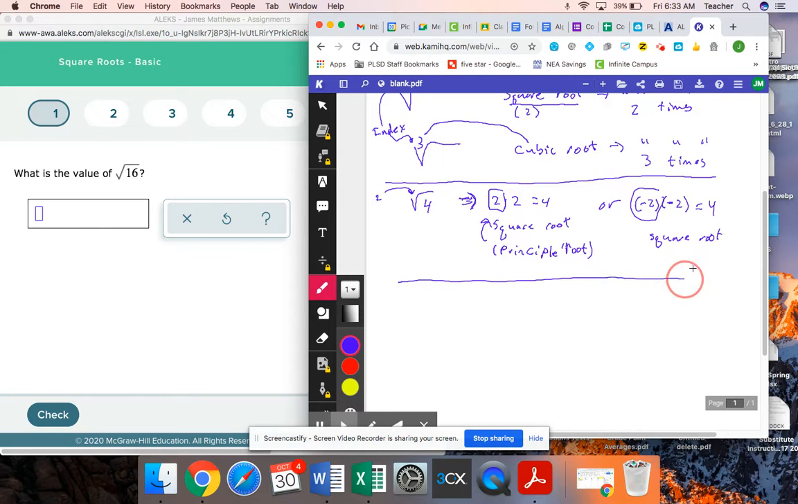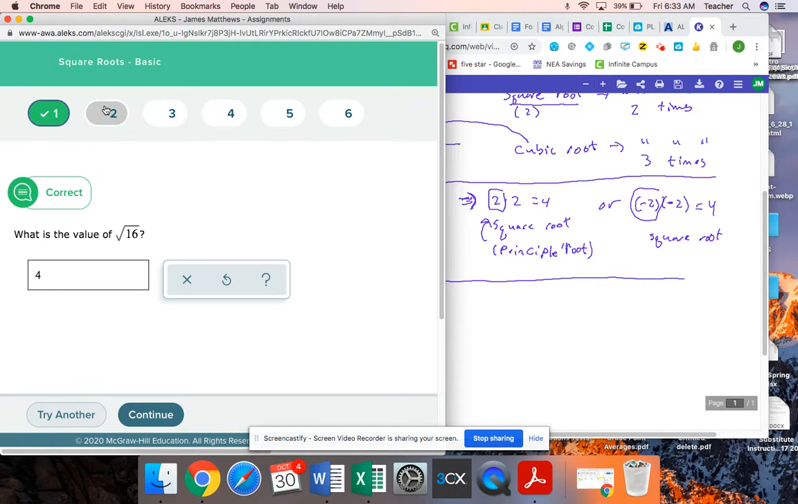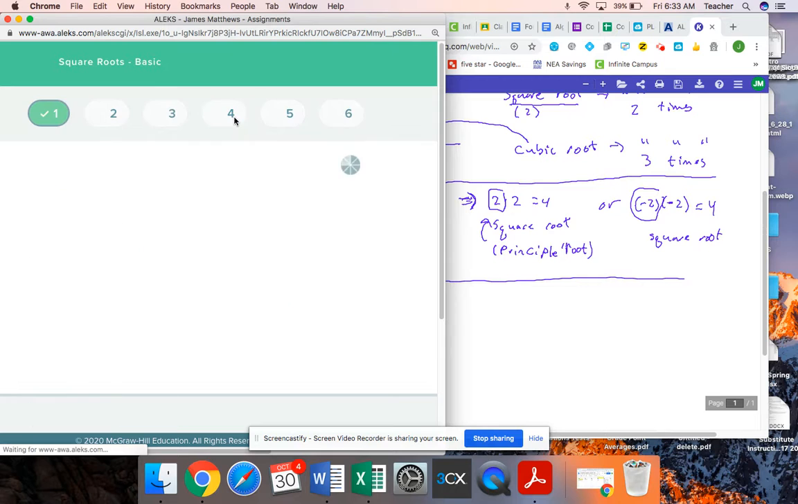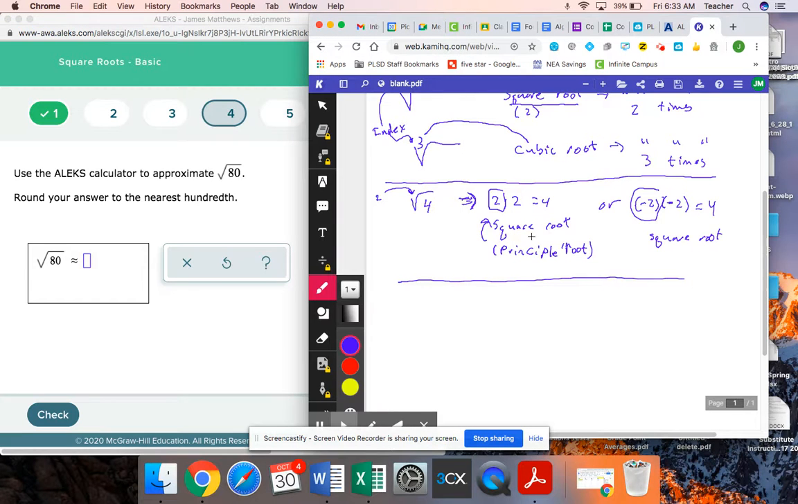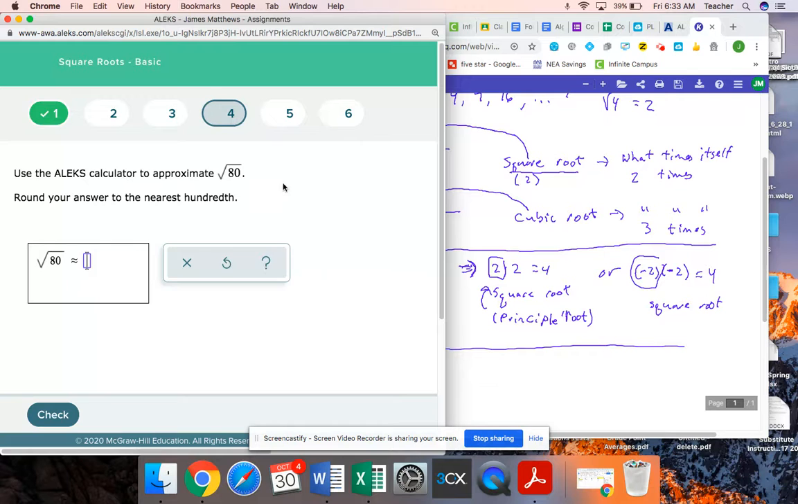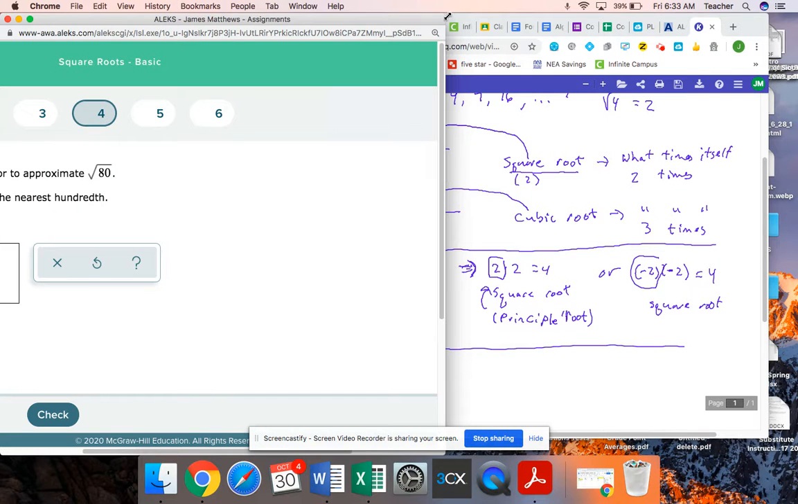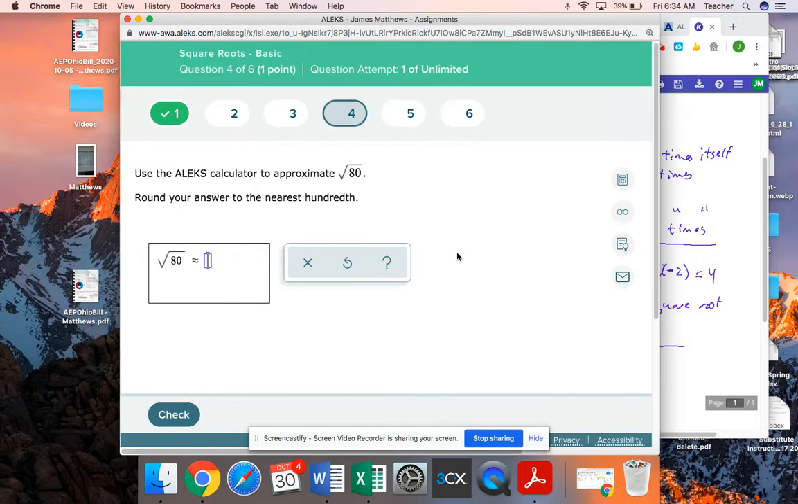All right, so if I were to look back at our problem over here, I think we probably already know, what times itself gives you 16? Well, that's a 4. I think the first 2 questions are like that, and then we'll get to question number 4. As long as I have a perfect square, I can just go ahead and do like I'm doing over here. I'm looking for a whole number answer. But 80 is not a perfect square. And so what we might have to do sometimes, later on in math, is simplify that so that you have a radical in your answer.